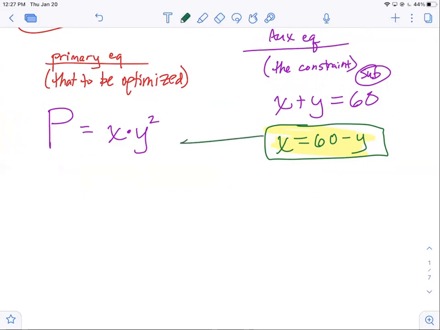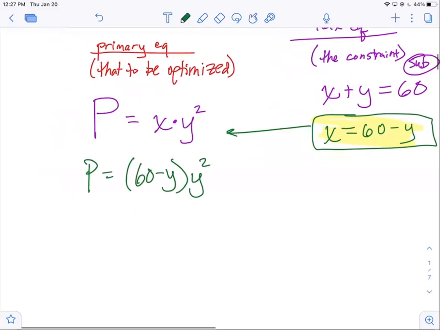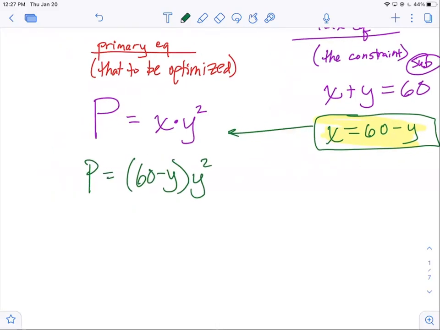Now I'm going to substitute in. Okay, boom. So now we get P equals x, which is (60 minus y) times y squared. And hooray, we have our product in terms of a single variable, which is what we want. Now is the time that you get it in terms of a single variable. Now is the time that you think of a relevant domain. This is substitute. And now we want to come up with a relevant domain. Once you get it in terms of a single variable, you want a relevant domain.